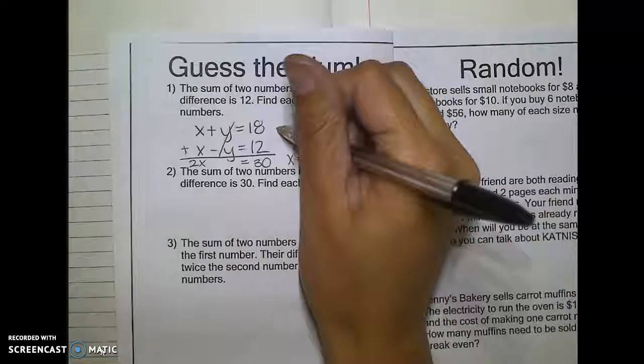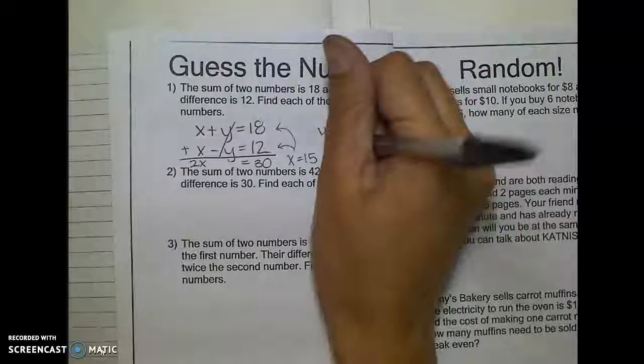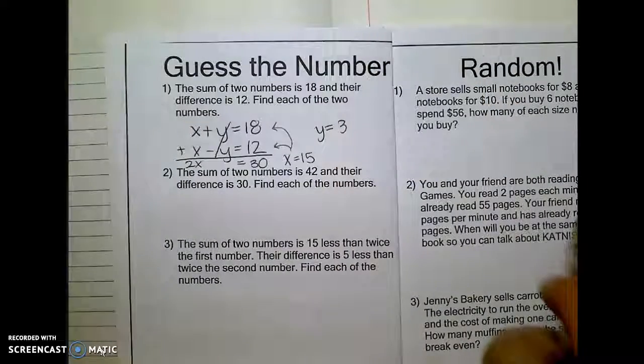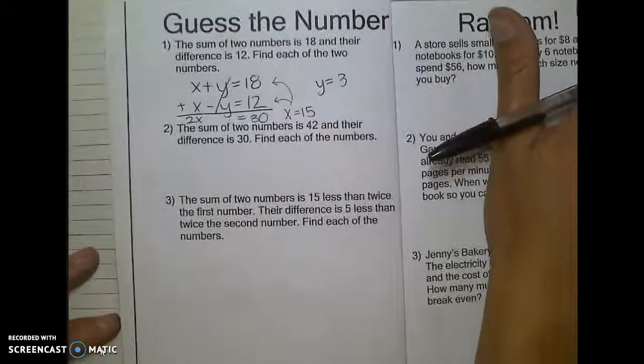And then I can plug this back into either one. But if I know that their sum has to be 18, then y would have to be 3. And also their difference would then be 12. Okay. So I'm going to also try number 3 real quick.